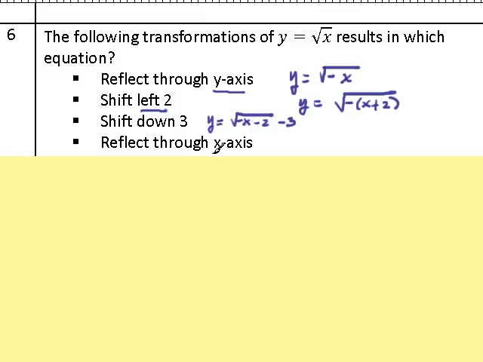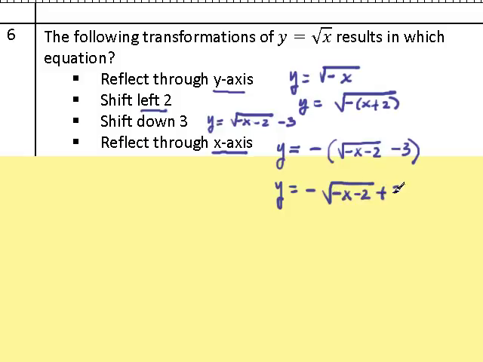Reflect through the x-axis. That means negate this whole thing. So let's do that. Reflect through the x-axis. You're negating the whole right-hand side. Let's open parentheses here, and we end up with a negative on the outside and a plus 3.